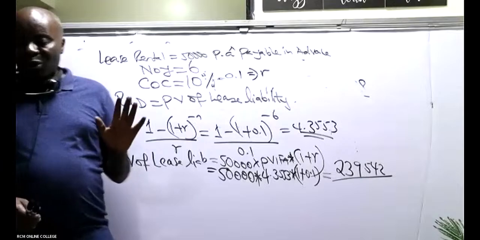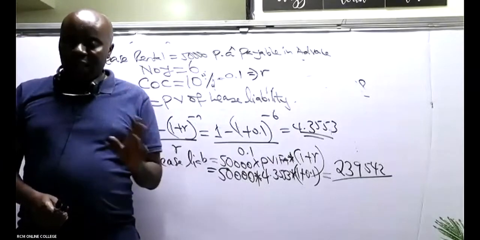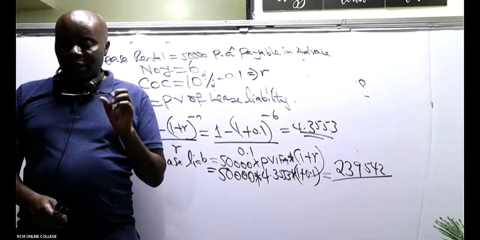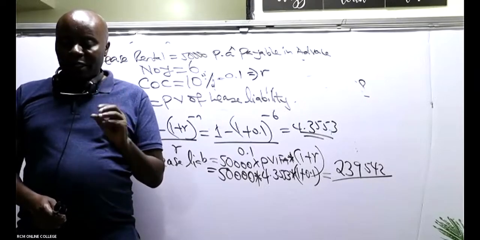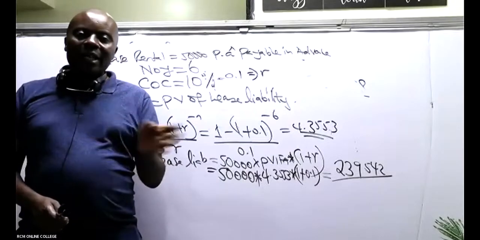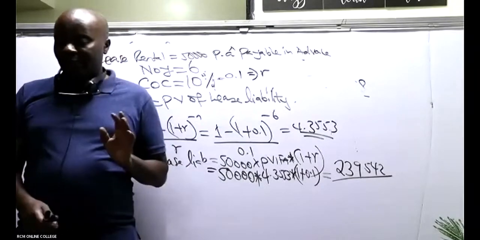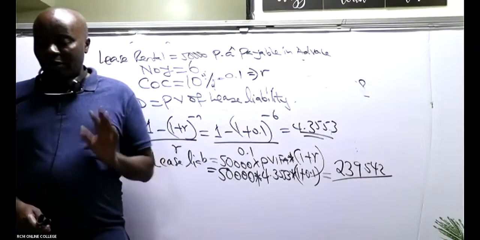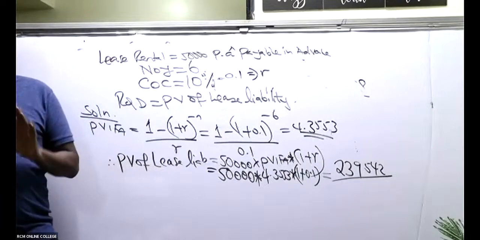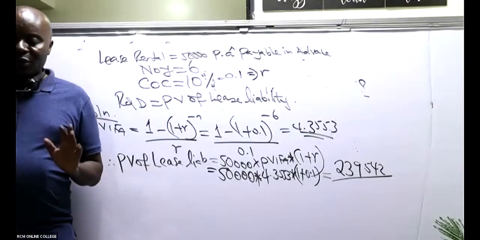So before I proceed, have you been able to pick something here? I wanted to lay a foundation. Because the moment you know how to get this present value of lease rentals, or present value of lease liability, or basically our lease liability, then we are good students on the block called leases. So now, are we okay?